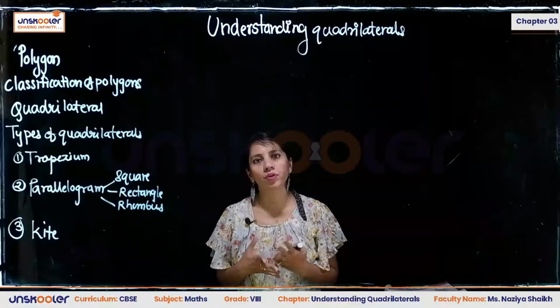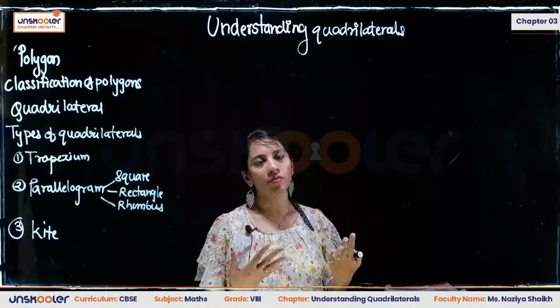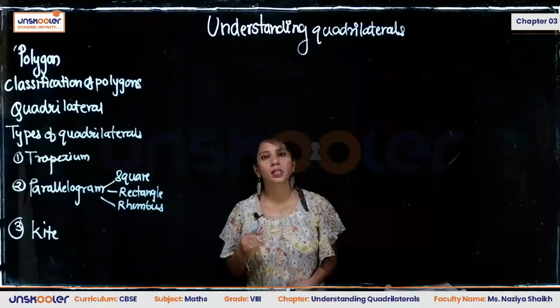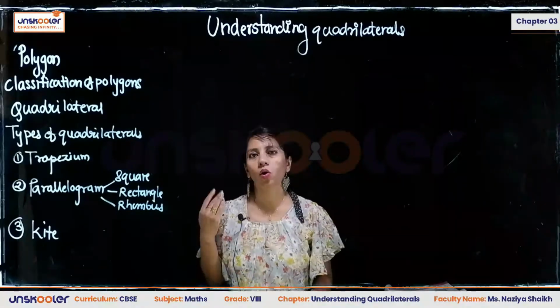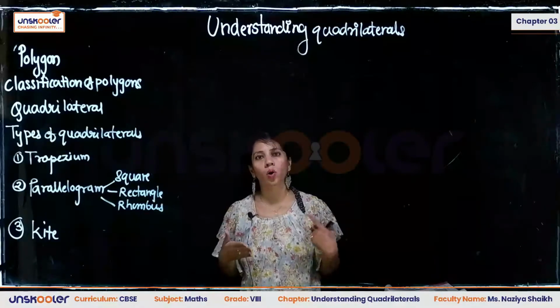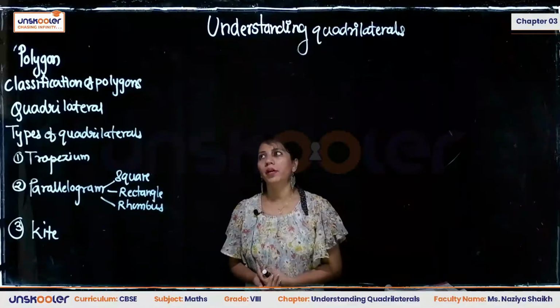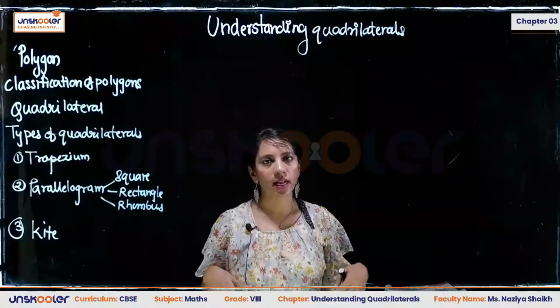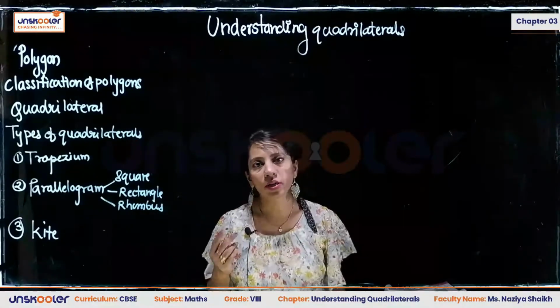So first of all, what is a polygon? A polygon is a closed curve which is made up of line segments. Now there are various types of polygons, starting from triangle, quadrilateral, pentagon, hexagon, heptagon, octagon, nonagon and decagon, and many more. The triangle is the smallest polygon. It is a three-sided figure which is made up of three line segments, and it is the smallest polygon.